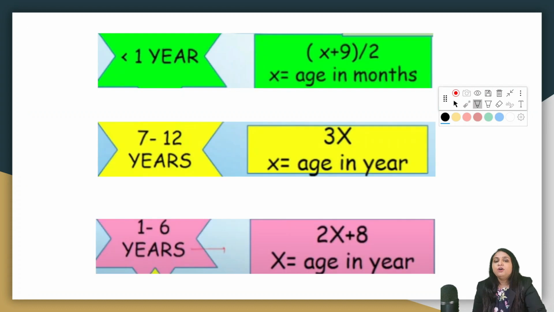So what are the formulas? If it is less than 1 year, we need to do x plus 9 by 2, x is in months. Between 1 to 6 years, it is 2x plus 8, and if the child is more than 7 years of life, it is 3x. I have made a very beautiful video on anthropometry. If you have not gone through it, please go through it. The link is in the description box, as well as there is the i button.